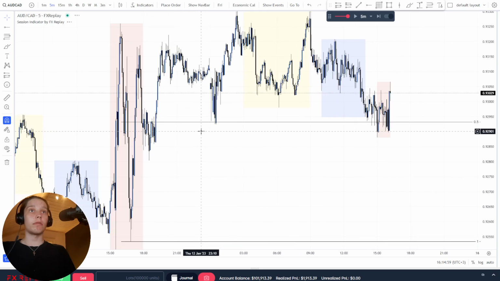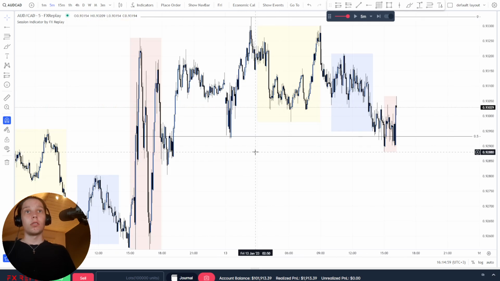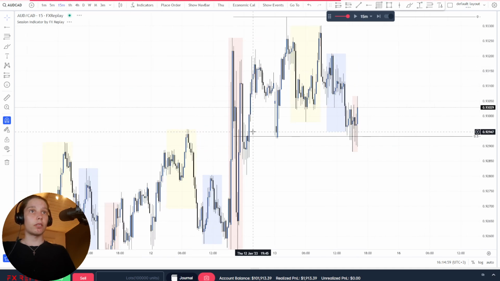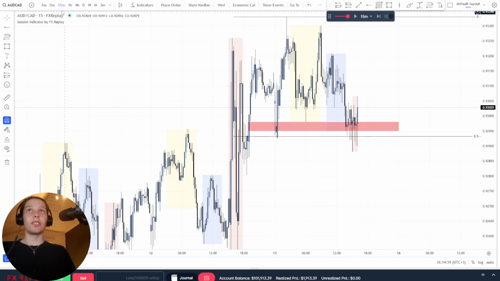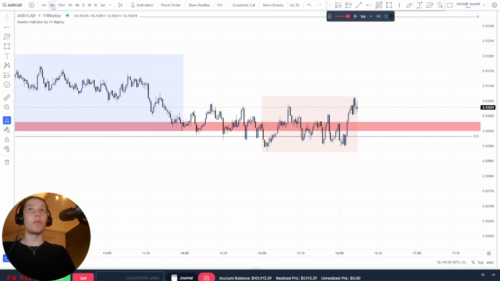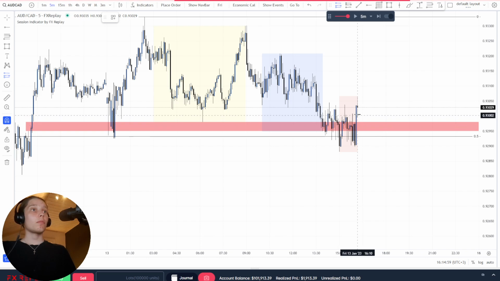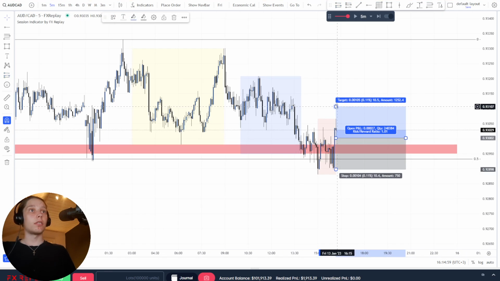Have we swept enough liquidity? That's the question here. Well, looking at this M15, we're actually respecting that gap quite nicely. So I'm actually going to take this to these highs.